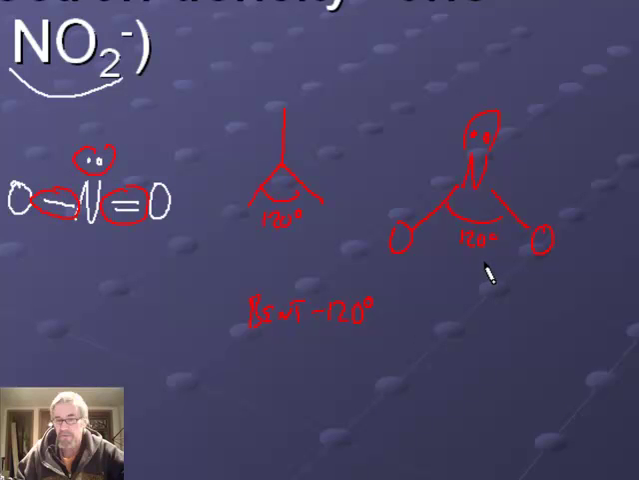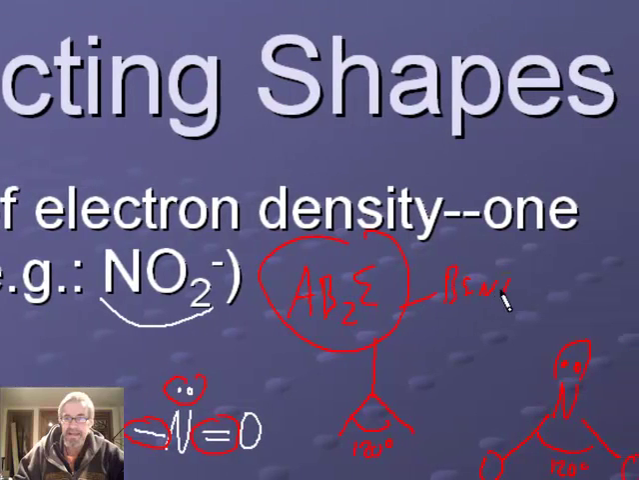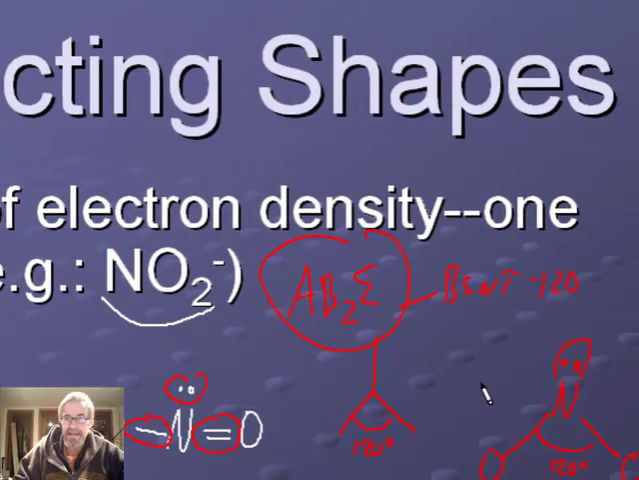What's the way that you can remember this without thinking about shapes? Well, this molecule is an AB2E1, or AB2E molecule. Central atom, two outside atoms, one lone pair. And AB2E, you can just always think about that as a bent 120-degree angle molecule.